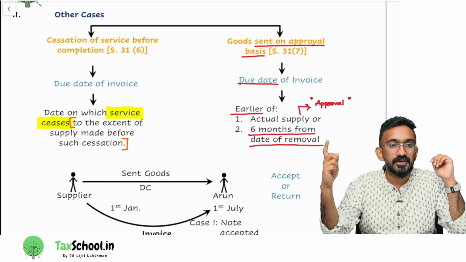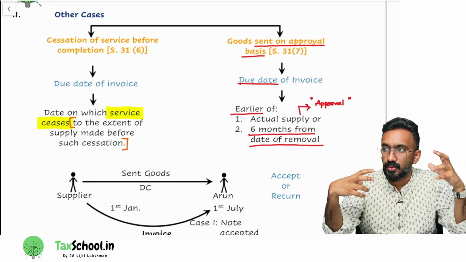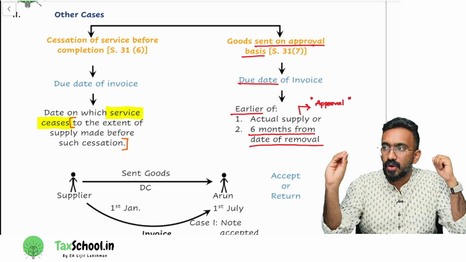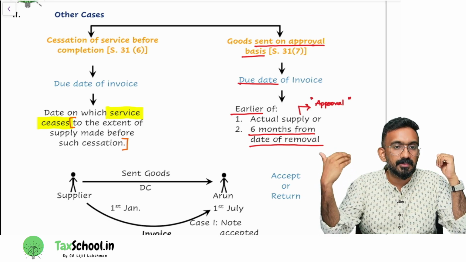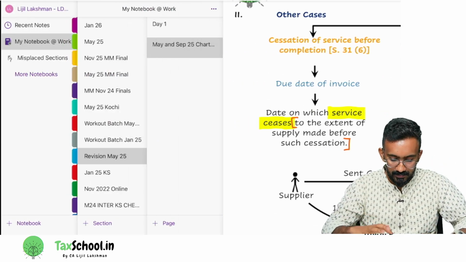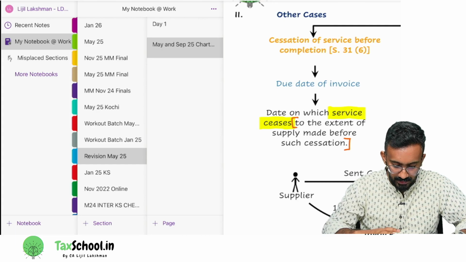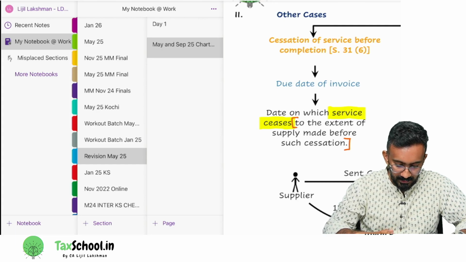So the due date of invoice for the transaction called goods sent on approval basis would be the earlier of the actual date of supply, which means the date of approval, or 6 months from the date of removal. One question we can look at to ensure that you understand this.